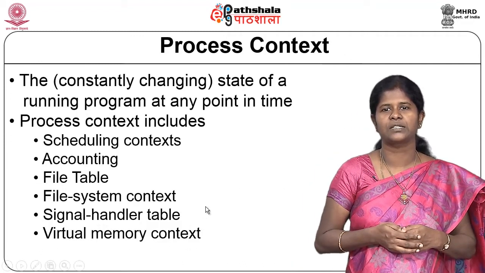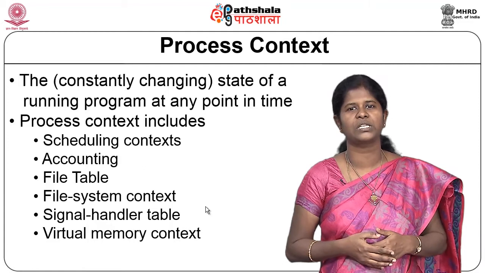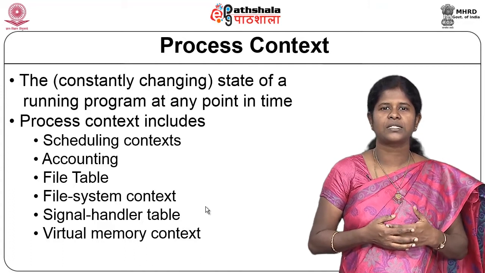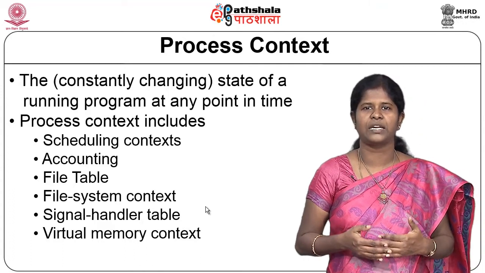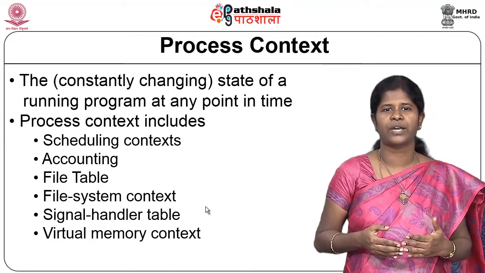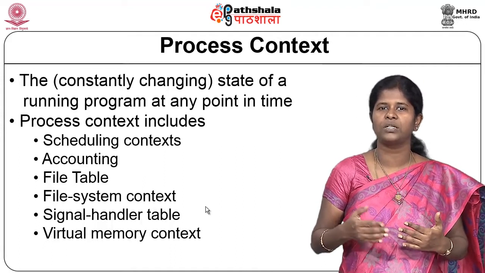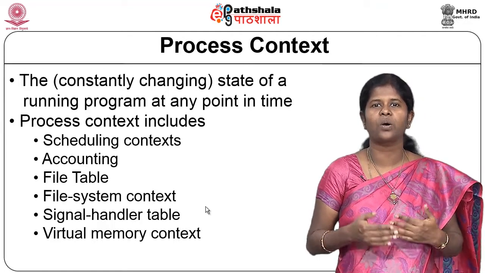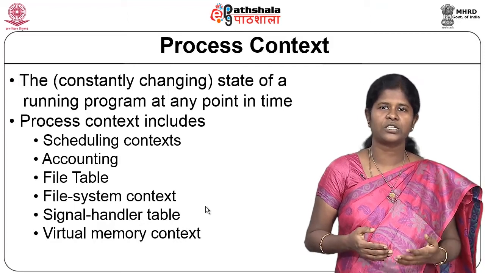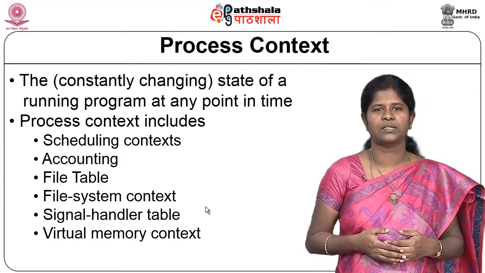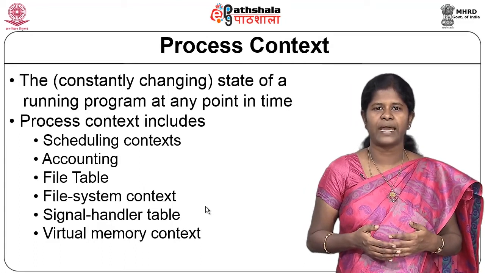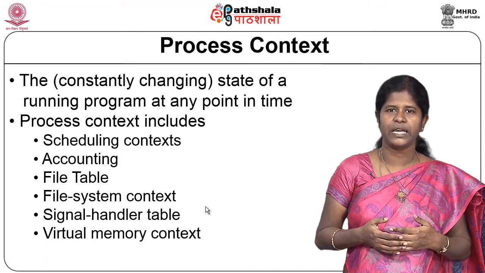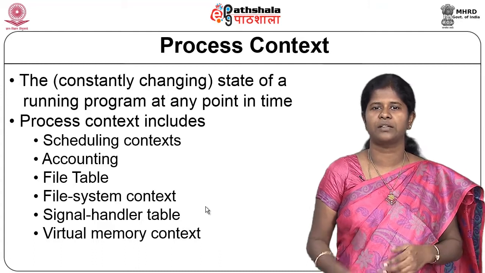And next comes the process context. The next property of the process is the process context. What is meant by process context? This is the state of a running program at any point in time. The state of the running program keeps on changing, and hence the context of the process also keeps on changing. The process context includes a number of things: scheduling context, accounting, file table, file system context, signal handler table, and virtual memory context. We will see each one of these and what each one refers to.